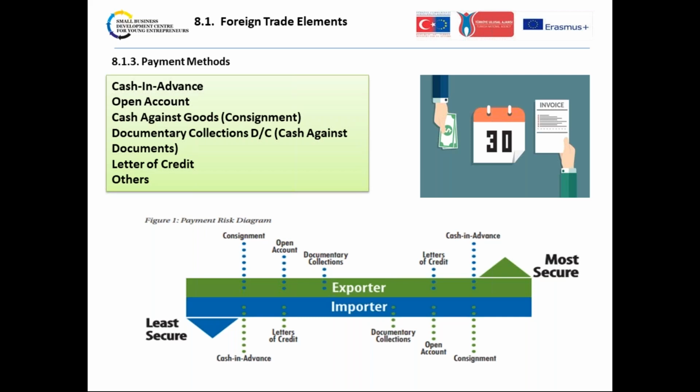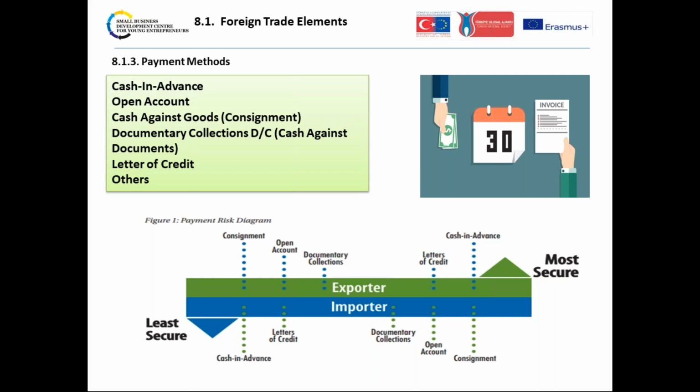If not, letter of credit, because a letter of credit means the bank gives you a guarantee for the payment. Even if your customer doesn't pay you, his or her bank is going to pay you. So that means you don't have any risk in getting your money. Another one is documentary collections. Another is open account and consignment.